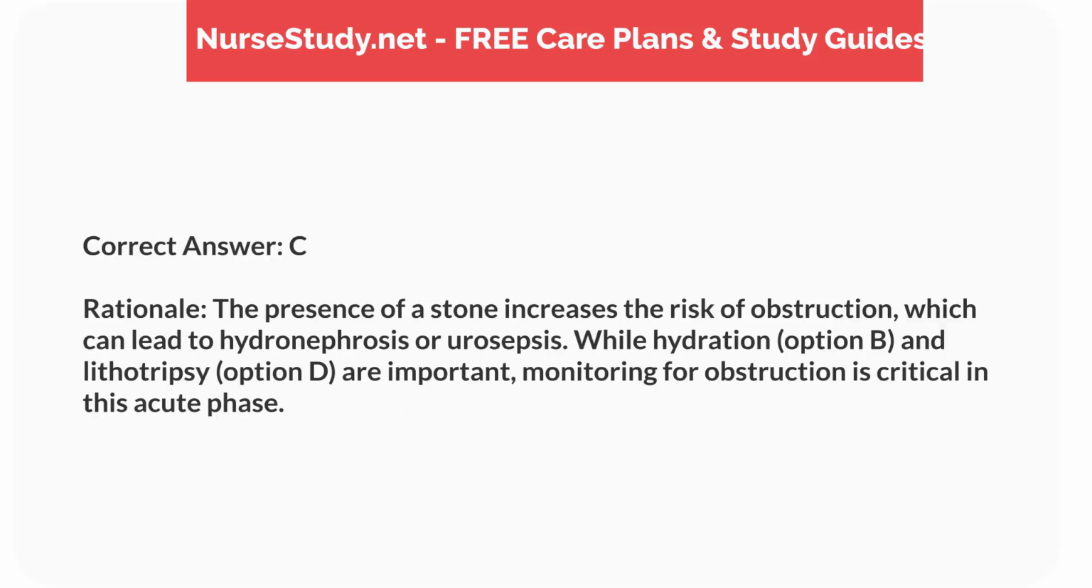Correct answer, C. Rationale: the presence of a stone increases the risk of obstruction, which can lead to hydronephrosis or urosepsis. While hydration, option B, and lithotripsy, option D, are important, monitoring for obstruction is critical in this acute phase.